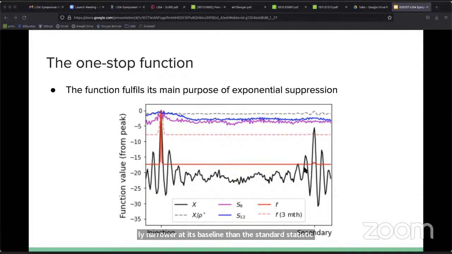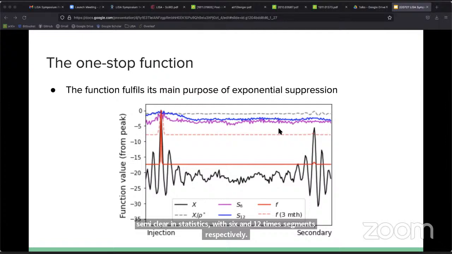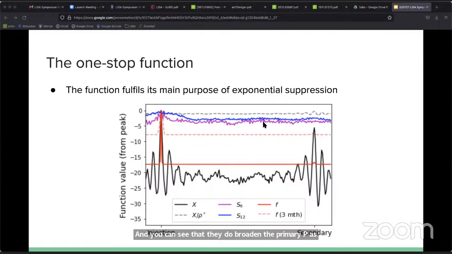And this remains true no matter how you anneal x, and if you do so significantly, you get the gray dashed curves. Now, the purple and blue curves correspond to semi-coherent statistics with 6 and 12 time segments respectively. You can see that they do broaden the primary peak as advertised, but they don't actually do anything about the small scale noise variations. So you might say that the narrow peak in the red curve is going to be harder to find than that in the purple or the blue curve when you're doing a full dimensional search.